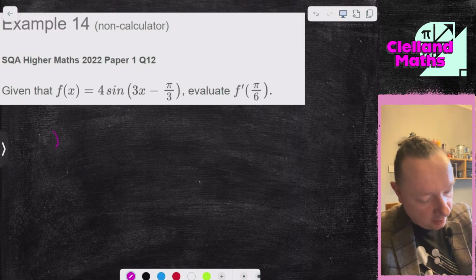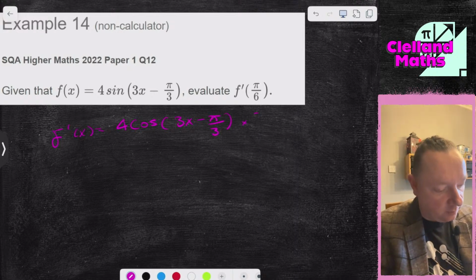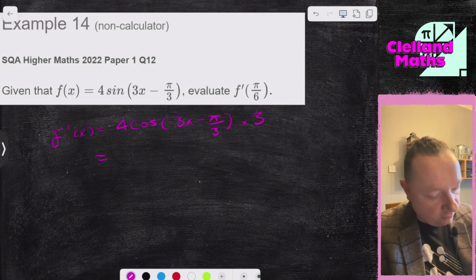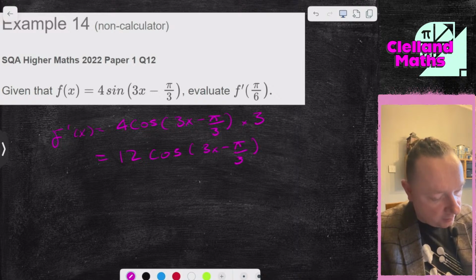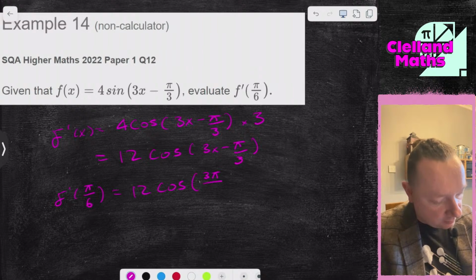So just to show you, f dash x, sine goes to cos. So I've got 4 cos (3x minus pi over 3). But then I just times by the 3, the number in front of x. 3 4's is 12 cos (3x minus pi over 3). Subbing in pi over 6, you get 12 cos (3 pi over 6 minus pi over 3).